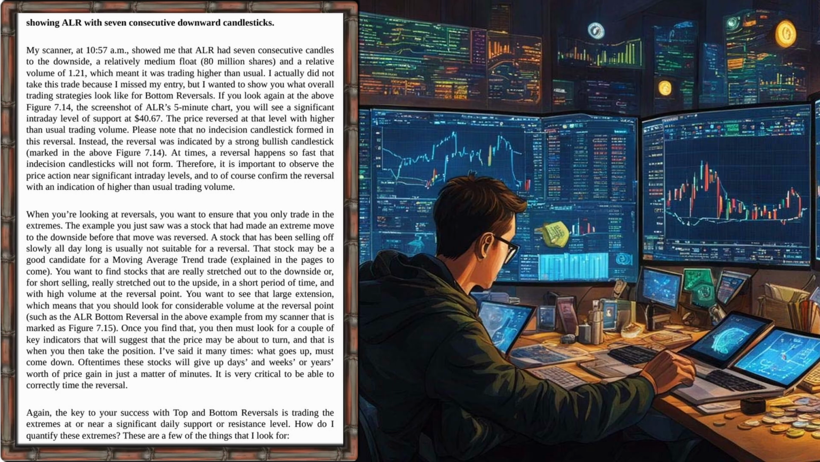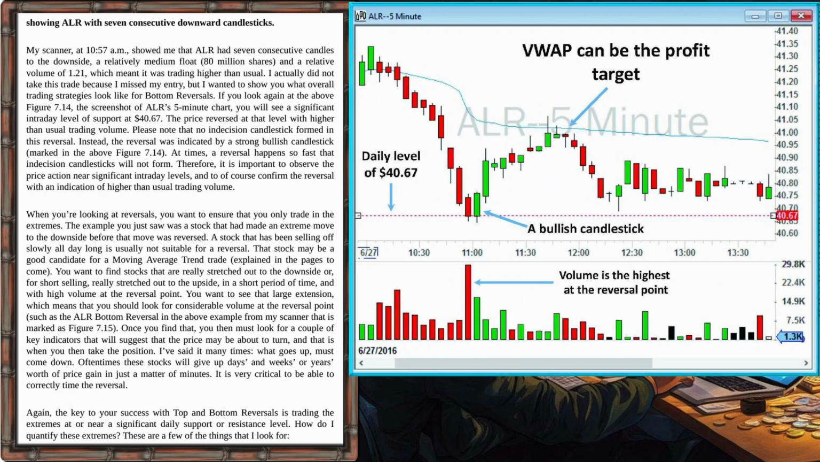If you look again at the above Figure 7.14, the screenshot of ALR's 5-minute chart, you will see a significant intraday level of support at $40.67. The price reversed at that level with higher than usual trading volume. Please note that no indecision candlestick formed in this reversal. Instead, the reversal was indicated by a strong bullish candlestick, marked in the above Figure 7.14. At times, a reversal happens so fast that indecision candlesticks will not form.